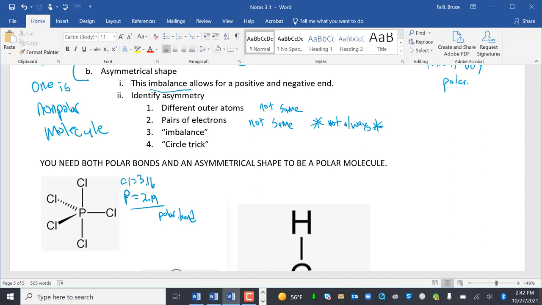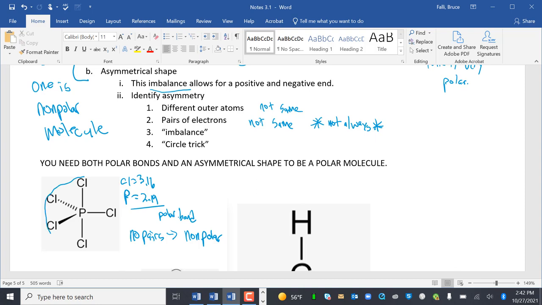Okay, so a couple of things. Here's just to show you: no pairs. I don't have a lone pair here, right? That's not there. That's not there. That's not there. So no pairs leads you to believe nonpolar. So NP, NP, okay? We'll do the circle trick.